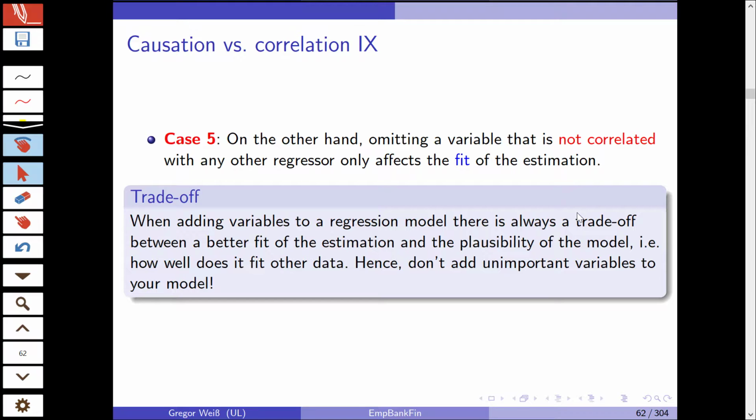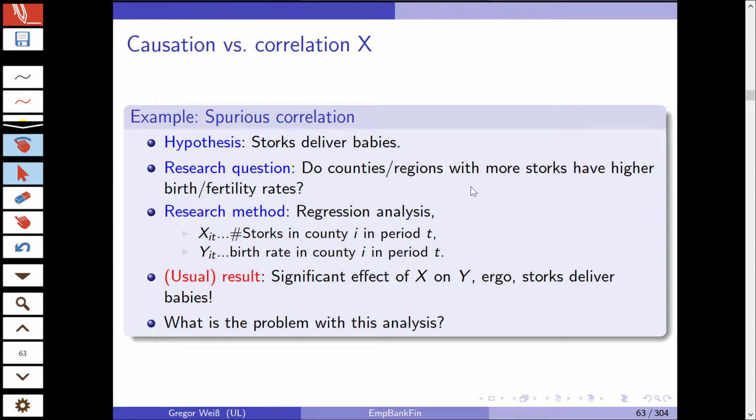And the fifth case is if you omit a variable that is not correlated with any other regressor. This only affects the fit of the estimation. So you do have a trade-off. You can add variables to a regression model, and you have this trade-off between a better fit of the estimation and the plausibility of the model. That is, how well does it fit other data. Hence, you don't add unimportant variables to your model. And keep in mind that if you add variables to a regression analysis, your unadjusted R-squared will mechanically increase, and you need to look for the adjusted R-squared that accounts for the number of variables you're using.